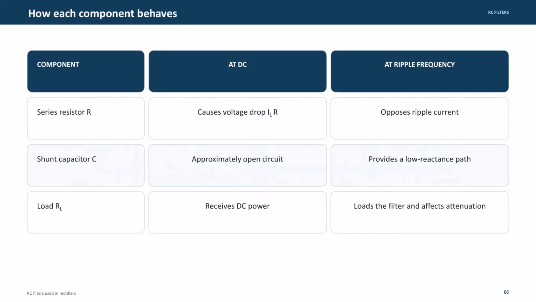At DC, the capacitor is approximately an open circuit, so current flows through the series resistor and the load. The series resistor therefore produces a DC voltage drop. At the ripple frequency, the capacitor reactance is finite and ideally small. The capacitor provides a bypass path for ripple current, while the series resistor opposes that ripple current. The load is part of both analyses. It receives DC power and, at the ripple frequency, it loads the shunt capacitor and changes the actual attenuation.